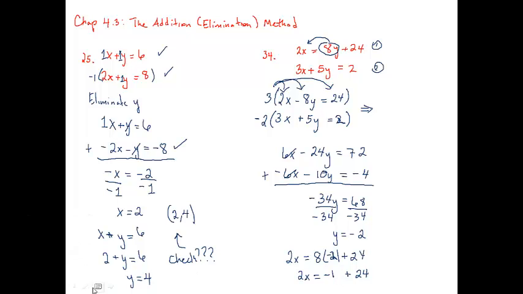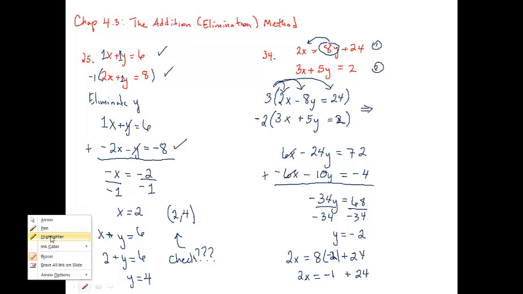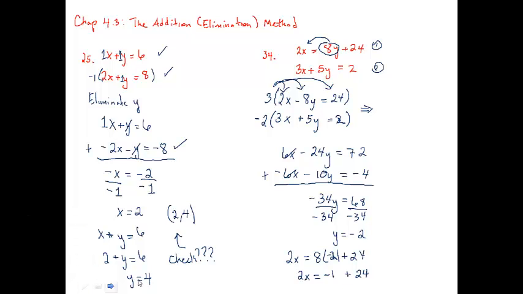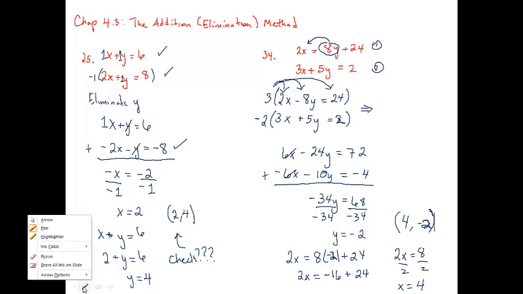Okay, 1 second. So then I have 2x equals what? 8. Divide by 2, divide by 2, x equals 4. So the solution is 4 comma negative 2. Sorry, my pen's not calibrated today. For some odd reason, it's not writing what I write. So the answer is 4 comma negative 2.